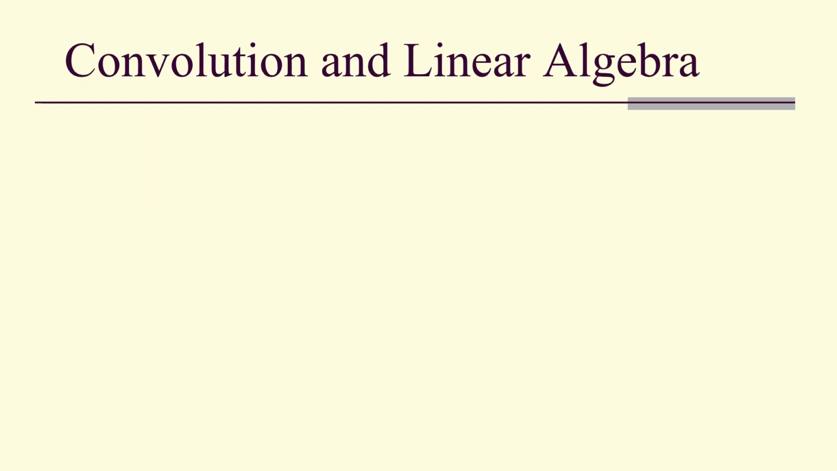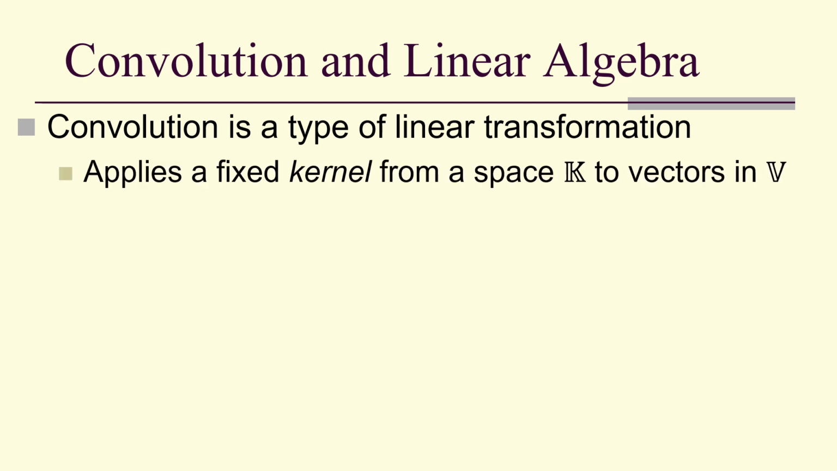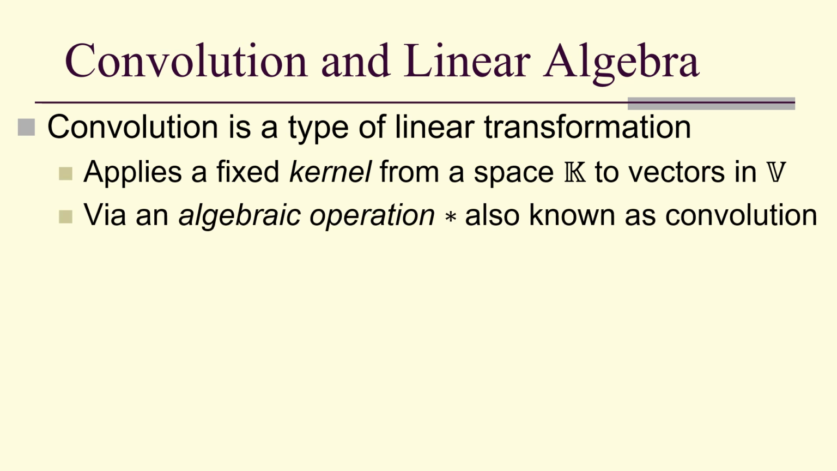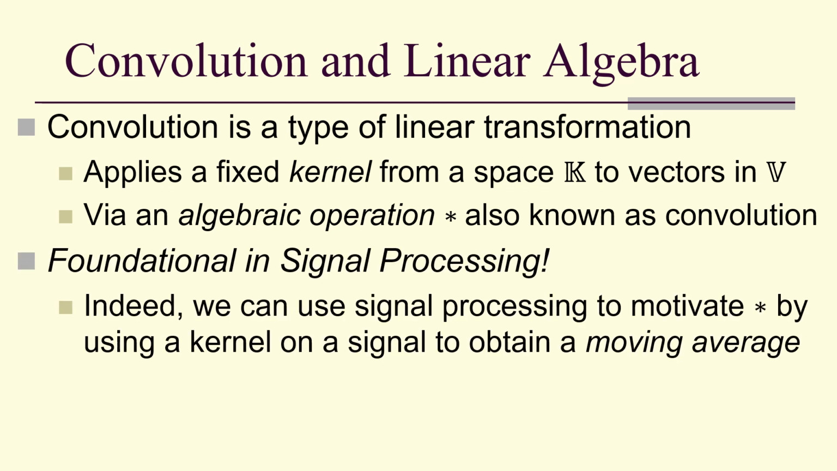So convolution is related to linear algebra. It's a type of linear transformation. It applies a fixed kernel from a space K to vectors in V via an algebraic operation known as convolution, denoted by the asterisk. Foundational in signal processing, we can use signal processing, in fact, to motivate convolution by using a kernel on a signal to obtain a moving average.